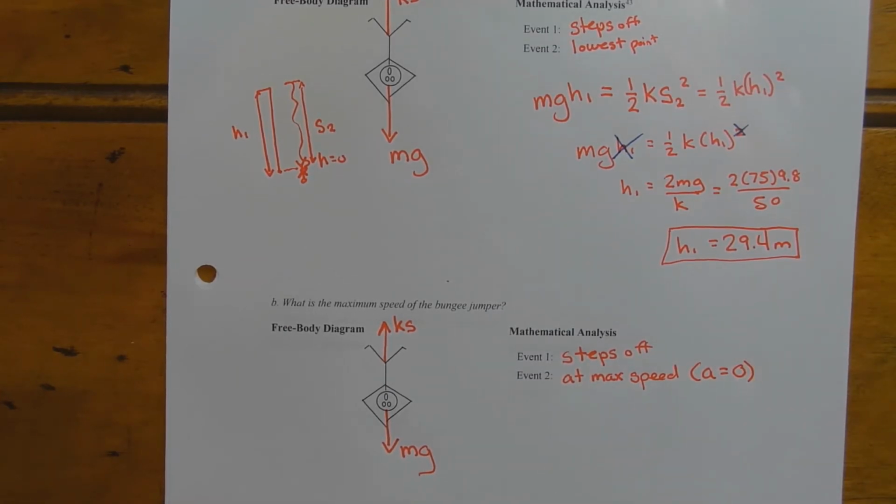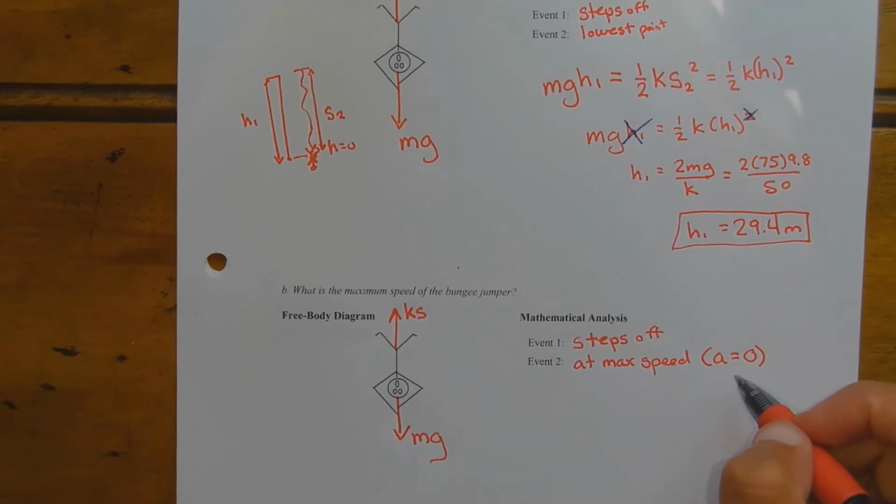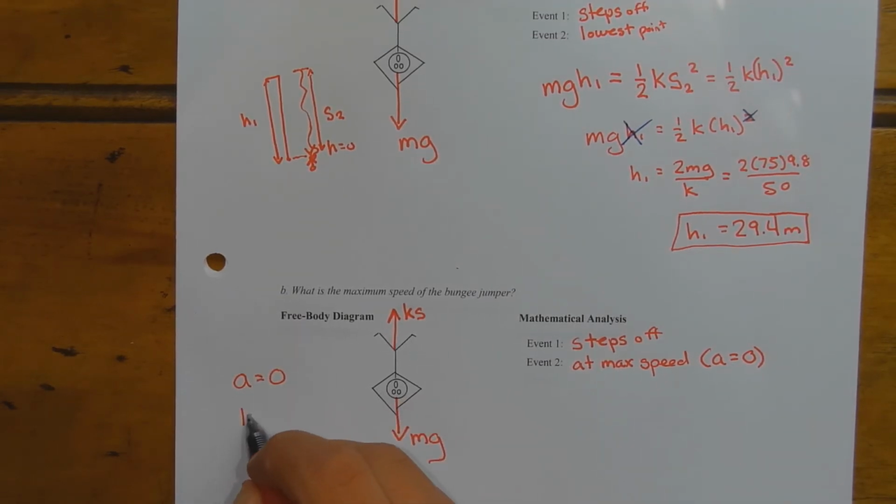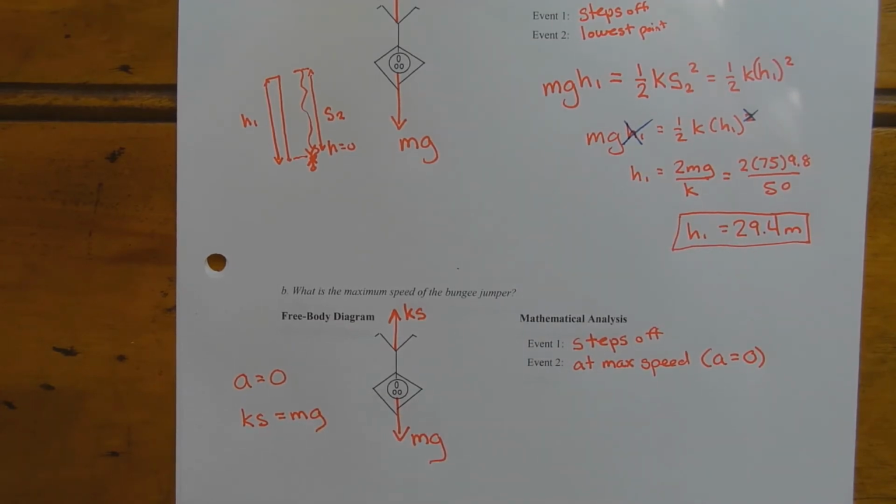If you were still speeding up, then the speed would not be at its max because it would still be increasing. If you were slowing down, the speed would not be at its max because it would have been at its max at some earlier point. So at the maximum speed, the acceleration is equal to 0. If the acceleration is equal to 0, Ks must be equal to mg.